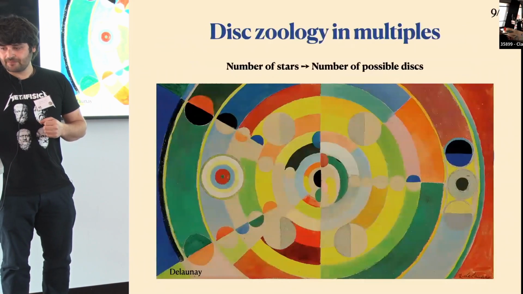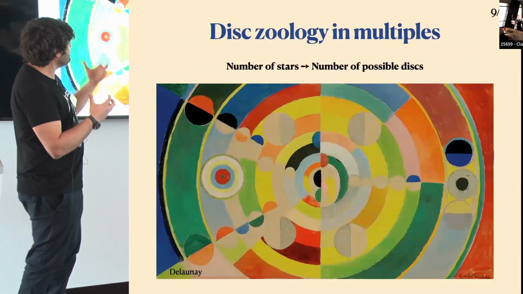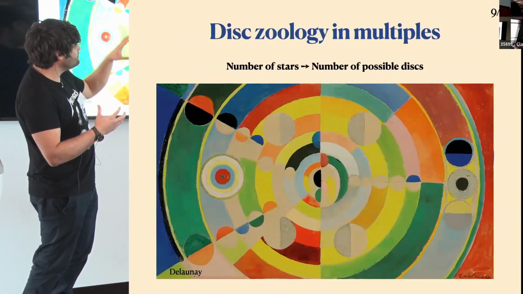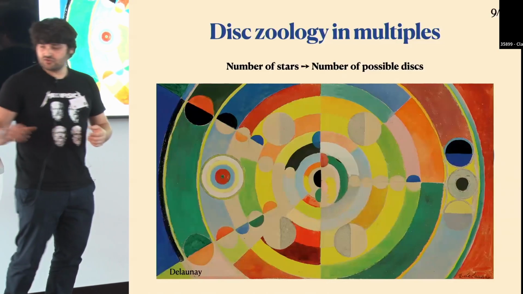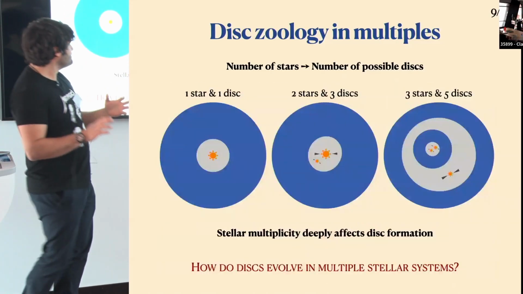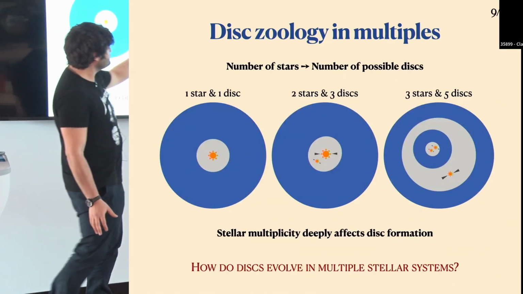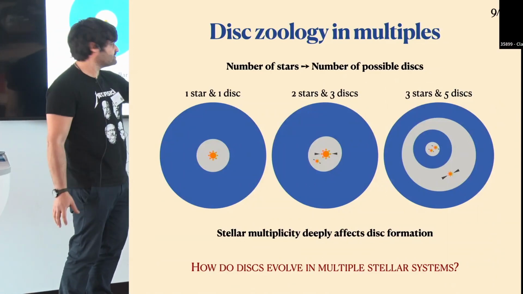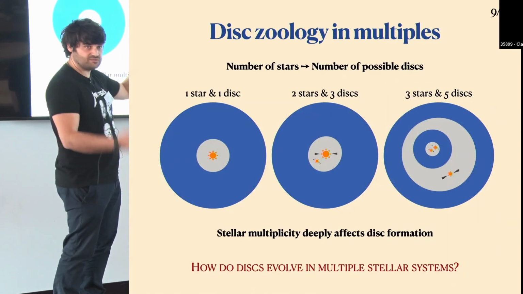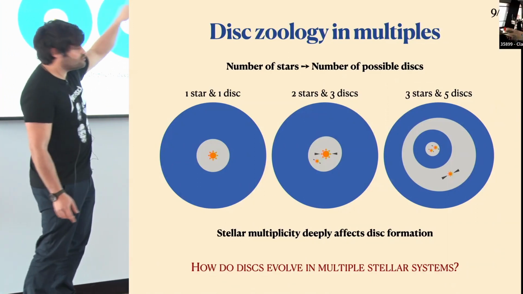Okay, so before we start, we need to understand how the number of stars determines the number of possible disks. So it's a very simple sketch. If you only have one star, you have one disk around. That's easy. If you have two stars, you can have up to three disks because you have two possible circumstellar disks and one circumbinary disk.